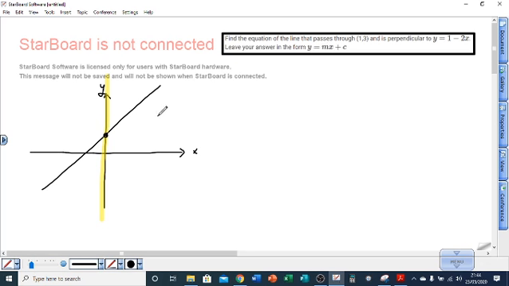The m, well, that is the steepness of this line, the gradient. Now, because it's a straight line and it's not a curve, wherever you are on this straight line, the gradient or the steepness is the same all the way along it. So you can measure the gradient.